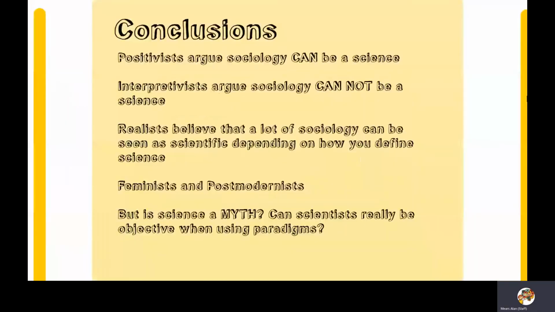And our last conclusion. So positivists argue that sociology can be a science. Interpretivists argue that it cannot be a science. Realists believe that a lot of sociology can be seen in a scientific way, depending on how you define sciences. Feminist and postmodern methodologies, again, emphasize that things have changed. They would disagree with sociology being a science, or they disagree with the principles of science. And we can also throw in this debate about how scientific is science.